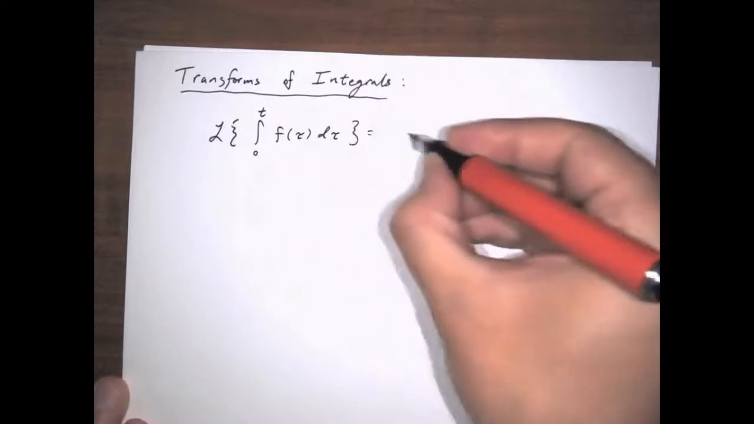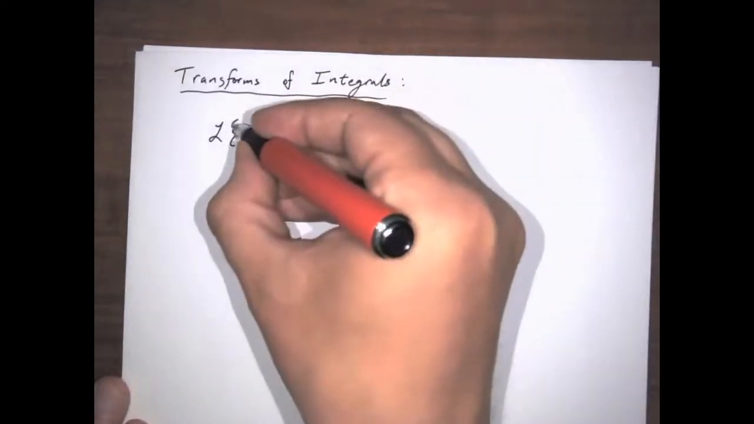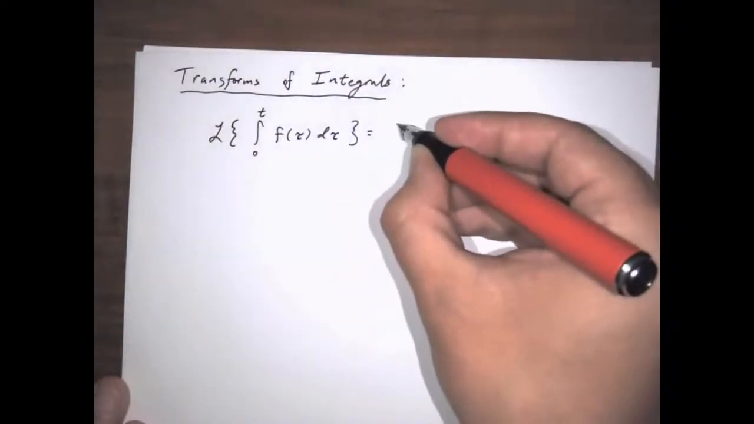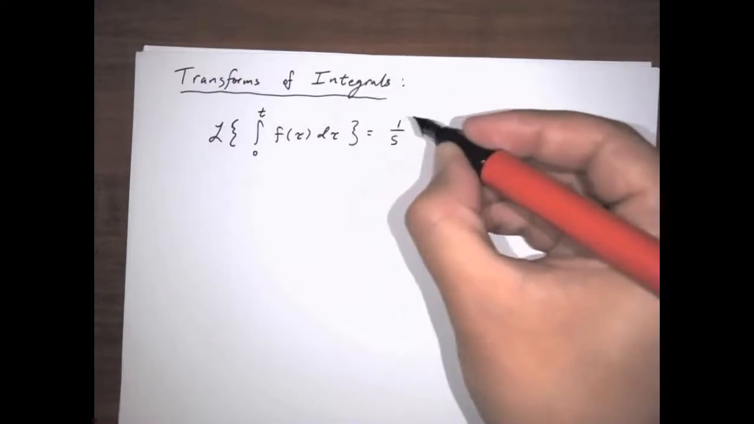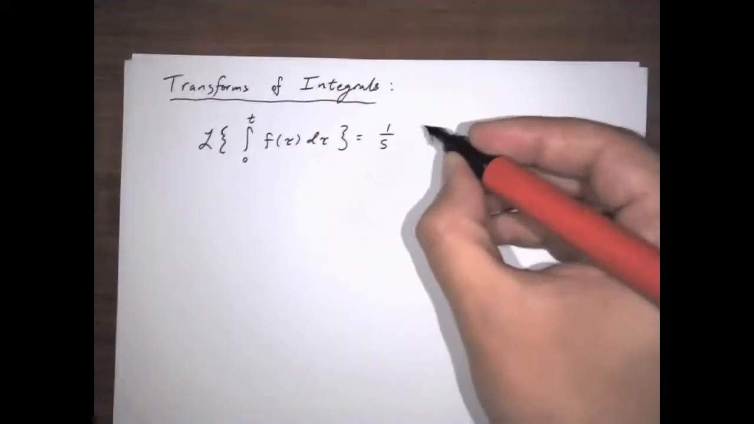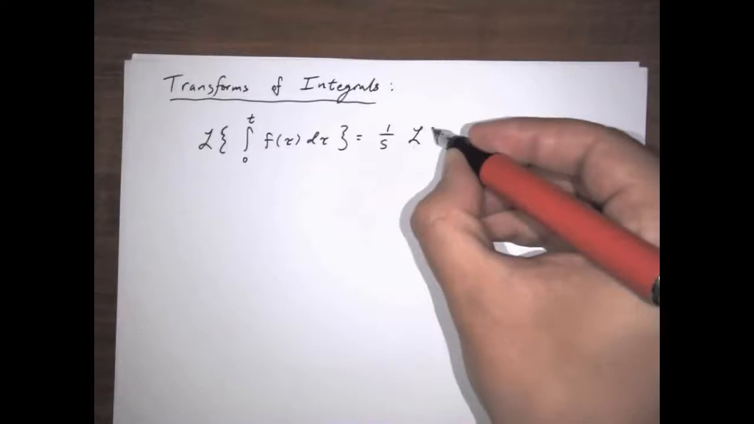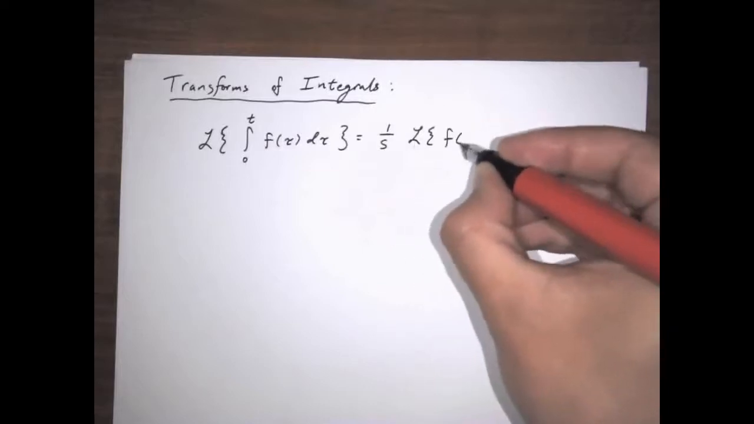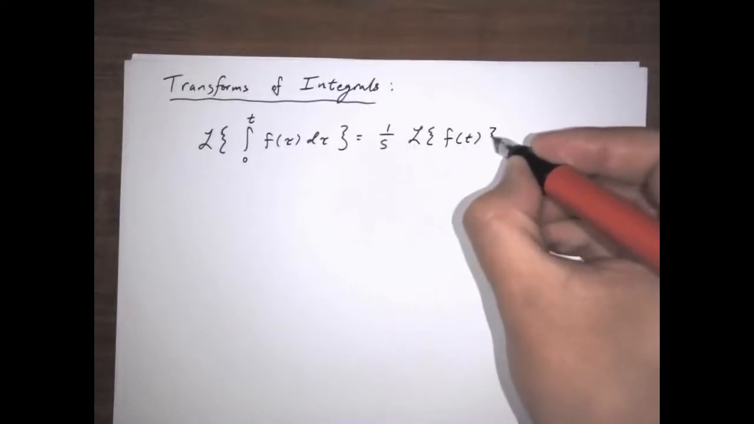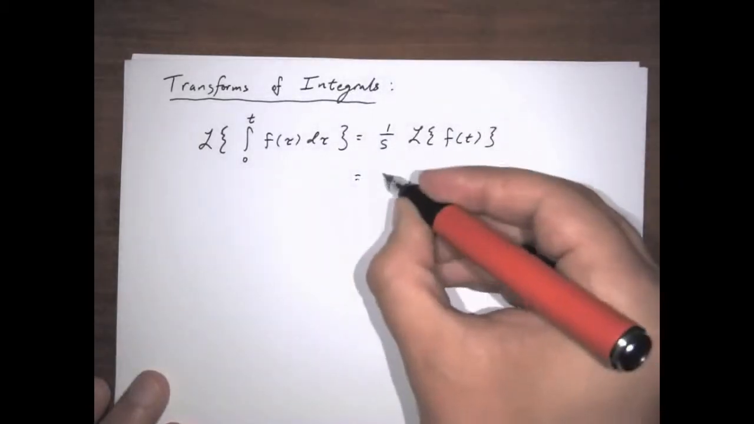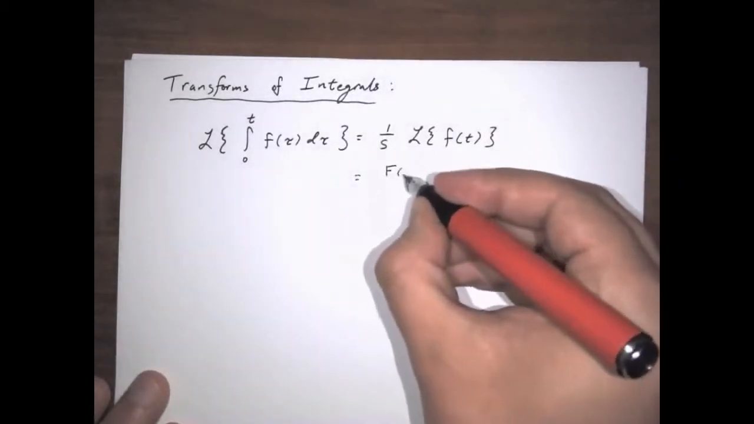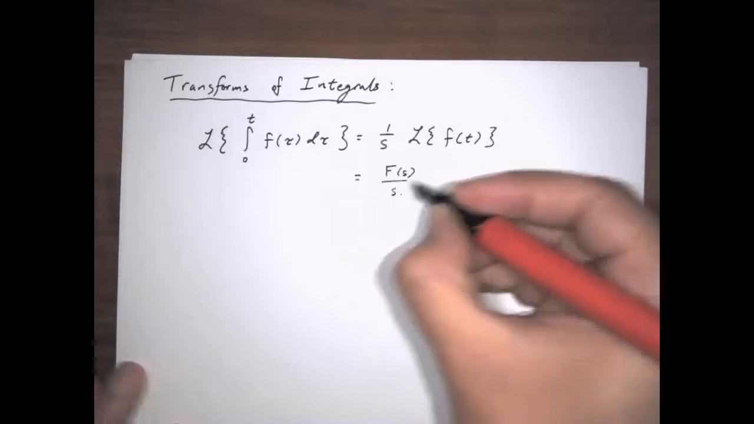So this is equal to, if you think about differentiating, it brings out a factor of s. This one instead brings out a factor of 1 over s. So it's 1 over s times the Laplace transform of f of t. In other words, it is equal to just F of s divided by s.